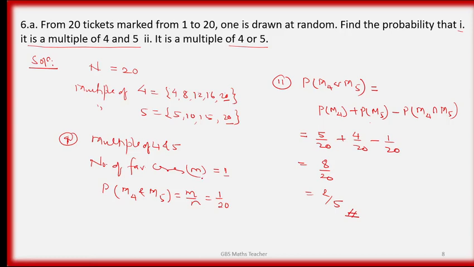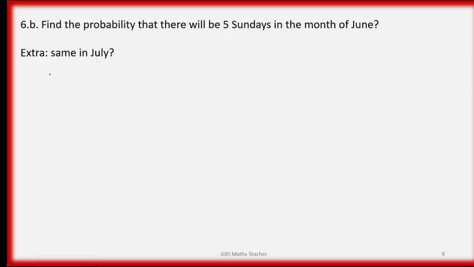Now moving to the next question. It is another BIMP question. Solution. Find the probability that there will be 5 Sundays in the month of June.